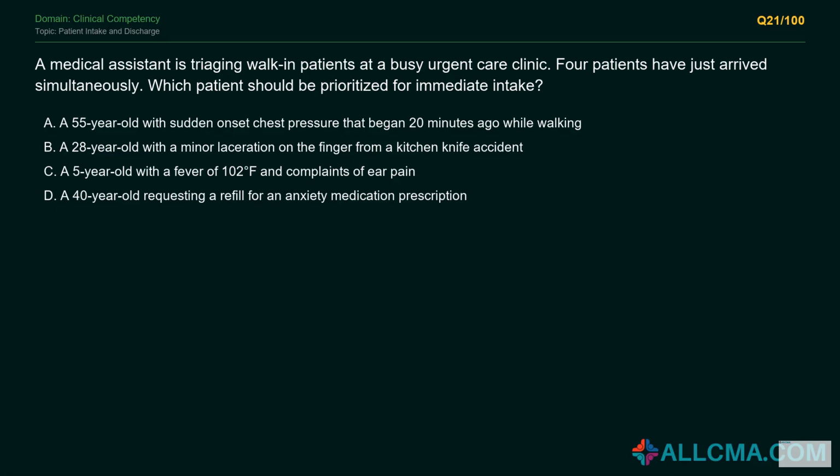Option A, a 55-year-old with sudden onset chest pressure that began 20 minutes ago while walking. Option B, a 28-year-old with a minor laceration on the finger from a kitchen knife accident. Option C, a 5-year-old with a fever of 102 degrees Fahrenheit and complaints of ear pain. Option D, a 40-year-old requesting a refill for an anxiety medication prescription.